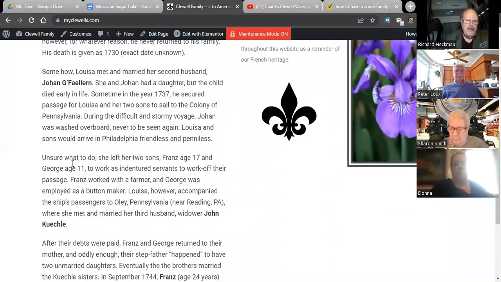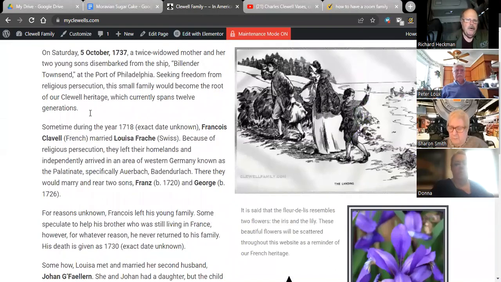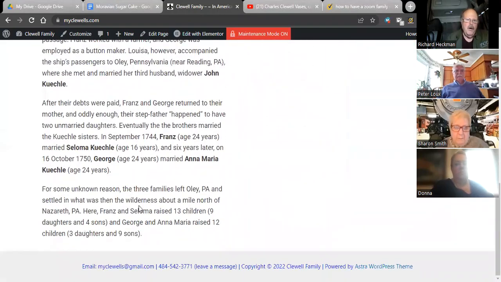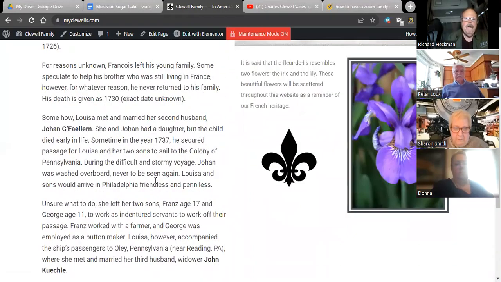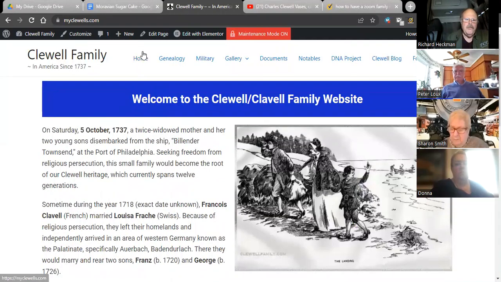This is the opening page. It's basically just a summary of the family history over here in the left column. And as you can see up here at the top, can everybody see this okay, by the way? Yes. Okay. Yes. All right.